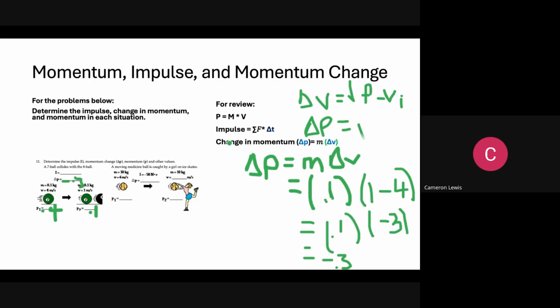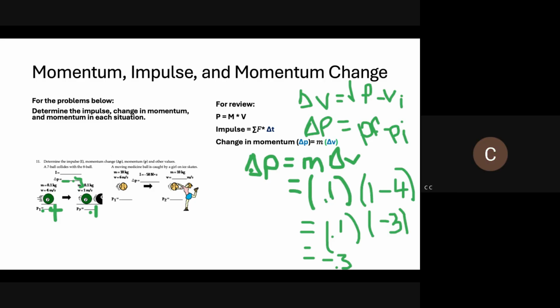More importantly, the final momentum minus the initial momentum. Does that make sense? No. What's confusing about that? I guess it's the same thing as the final velocity and the initial velocity. It's just a different word. That's exactly what I'm saying. It's exactly that. Yes. I wanted you to see that.